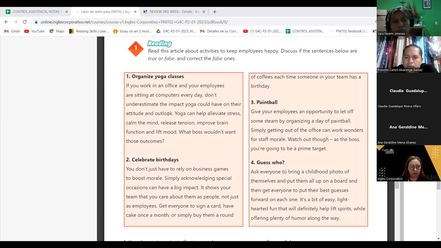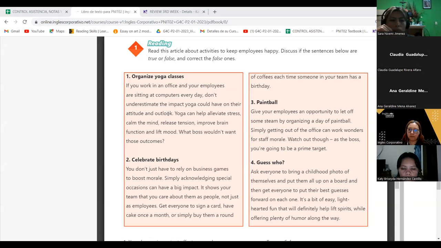Okay, thank you. Guess who? Number four. Ask every young to bring a childhood photo of themselves and put them all up on a board and then get everyone to put their best guess forward on each one. It's a bit of easy fun that will definitely help lift spirits while offering plenty of humor along the way.